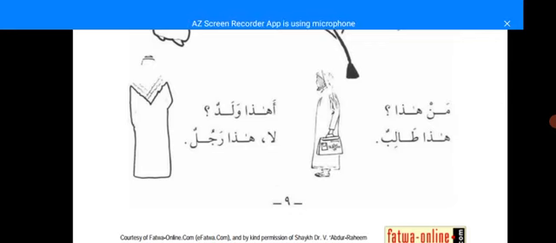Now, a man is standing in front of you, and the questioner says, ahadha waladun. That is istifhamiyya, that is interrogatory. You now say, ahadha waladun. Is this a boy? Is this a young boy? La, no, hadha rajulun. This is a man.